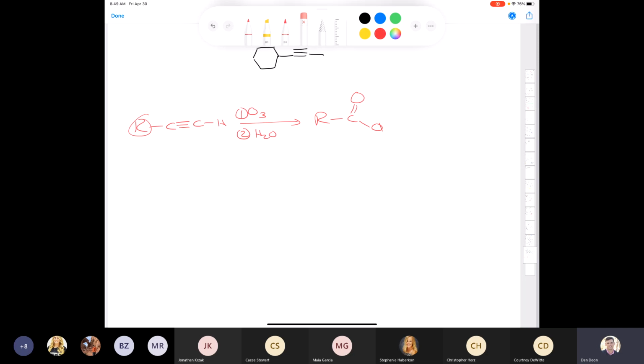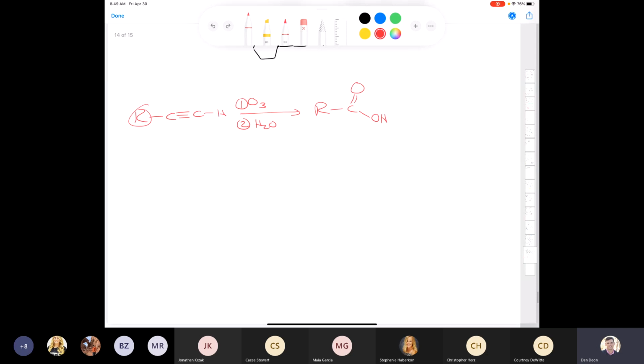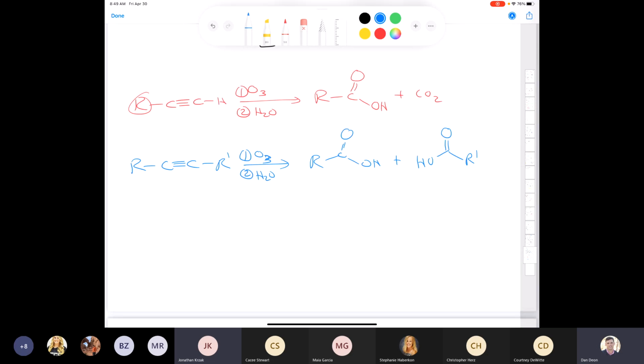Let me tidy this up here. There we go. So you end up with a carboxylic acid, but from this carbon right here, you end up making carbon dioxide. When you have an internal alkyne like this, you do the exact same thing: ozone followed by water. Now you end up with 2 carboxylic acids. So it's only when you have a terminal alkyne that you end up with carbon dioxide. Does that help? Yeah, I just wanted to double check because I thought there was 2. All right, there we go.